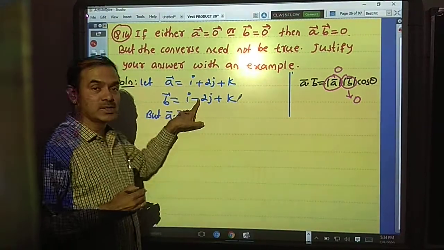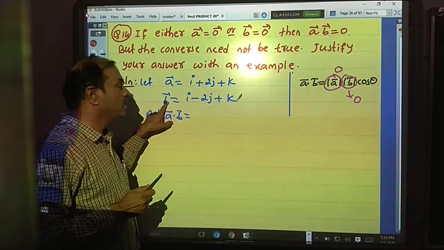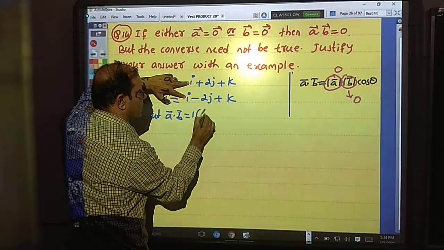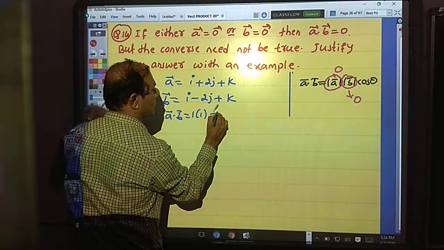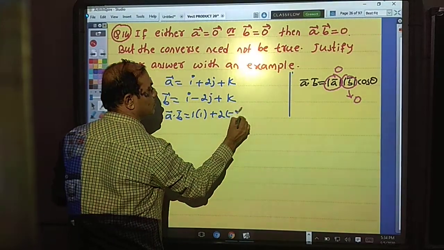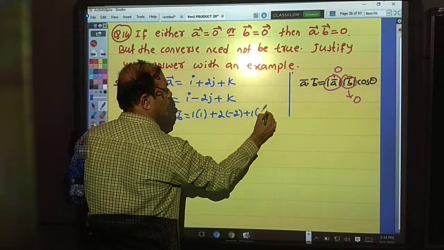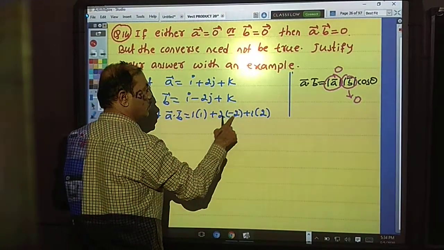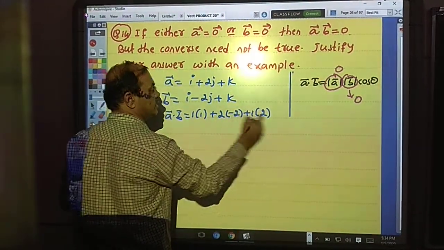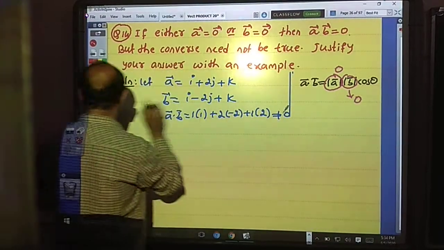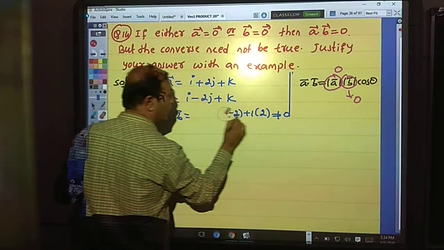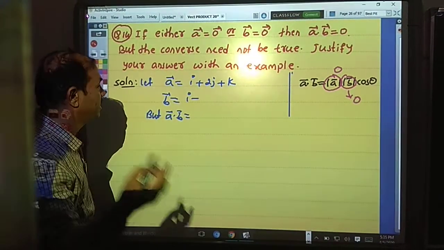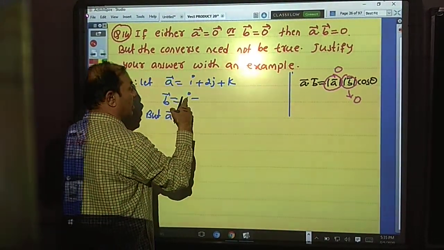See, this is our choice, and in choosing B we have to be careful. When you take the dot product, it is 1 into 1 plus 2 into minus 2 plus 1 into 2. Observe, this is 1, this is minus 4 and this is plus 2. Definitely this is not equal to 0. So we do not need such an example. We have to take B such that the dot product must be 0. So I choose like this.